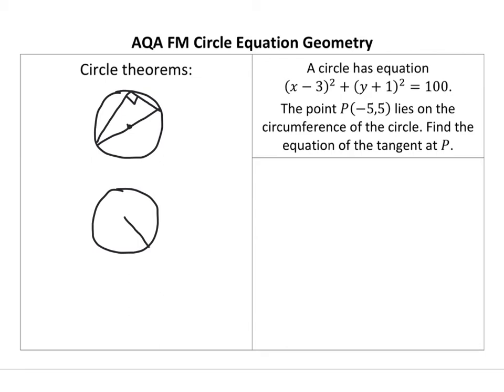All right, the next one is this. So we've got a radius and we've got a tangent. All right, and they meet at 90 degrees. That's the one we are going to be using, that one.